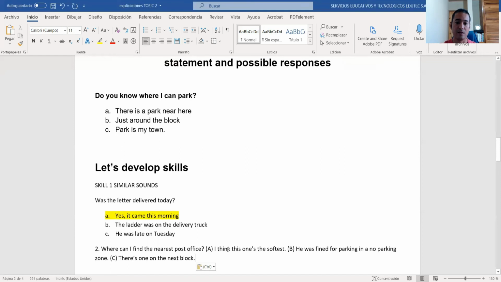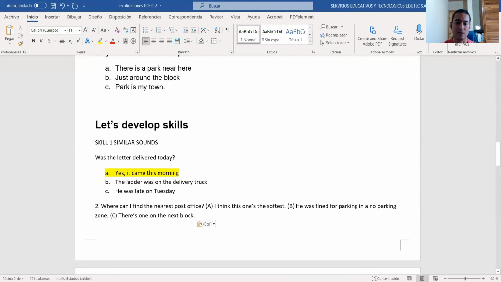And here it is. So the nearest post office, the softest, maybe it sounds like post office, soft, a similar sound. He was fined for parking in a no parking zone. There's one on the next block. This is the right response, you see. Okay, let's go and listen to number 3.